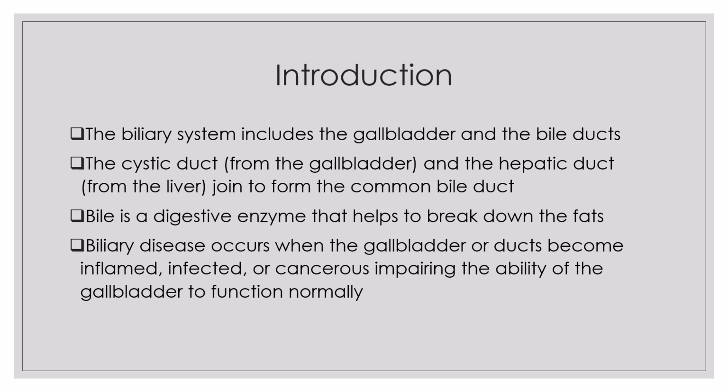So let's talk about the biliary system. The biliary system will include the gallbladder and the bile ducts: the cystic duct, the duct from the gallbladder, and the hepatic duct, which is coming from the liver. They will join to form the common bile duct. In my folder, there are some videos if you need a refresher on the anatomy and physiology of the biliary system.